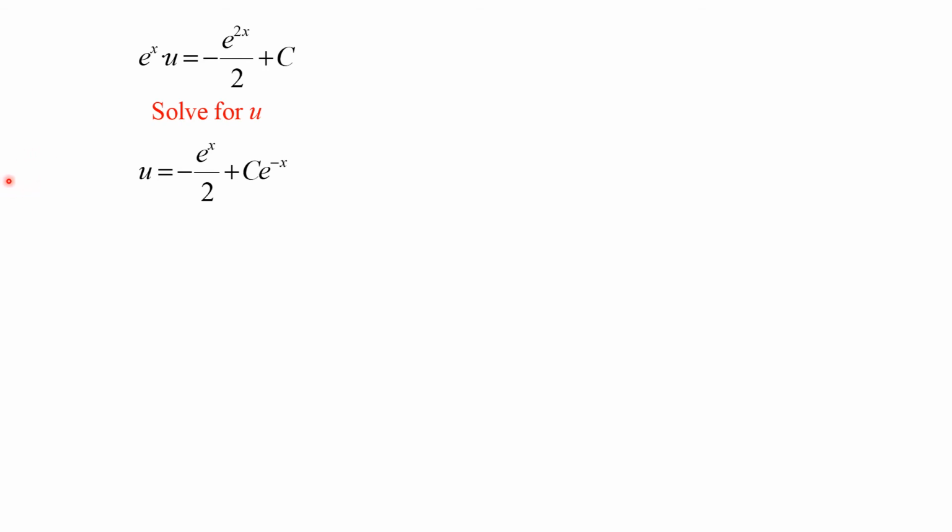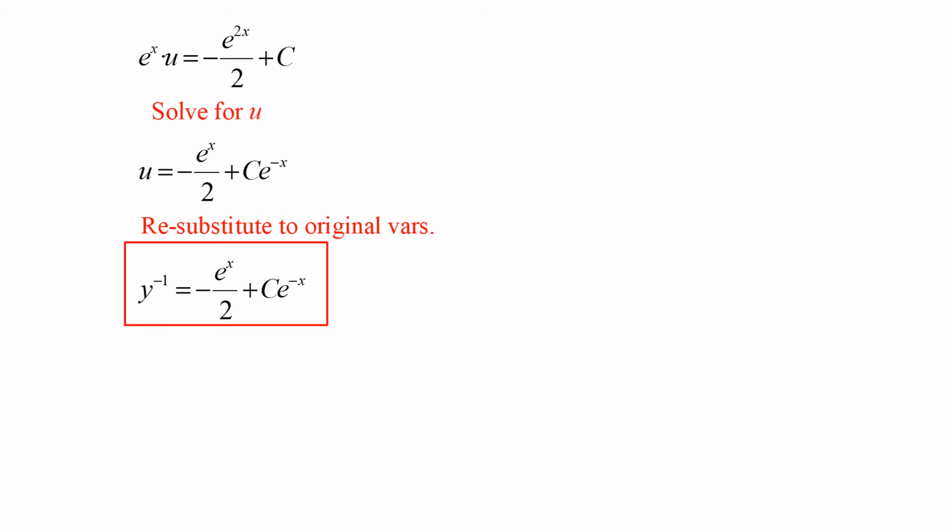Remember, there wasn't a u in our original problem. So we need to take this and transform it back so that it has our original variables. So at the very beginning, we said u was y to the minus 1, so we'll just apply that substitution. So we get y to the minus 1 equals negative e to the x over 2 plus c times e to the minus x. And that'll be the solution to this Bernoulli equation.